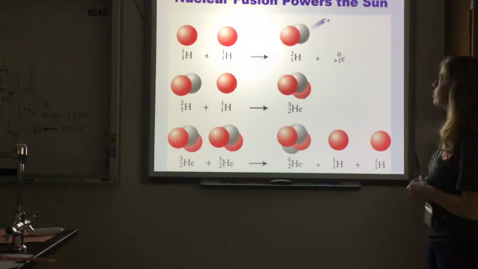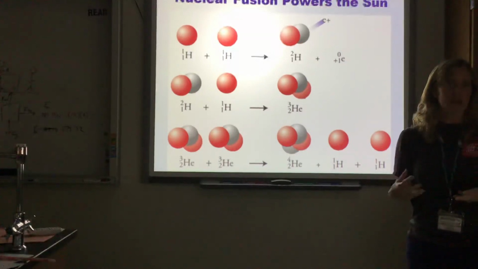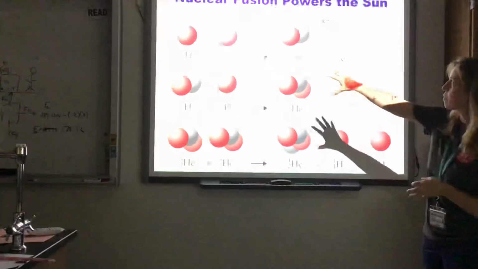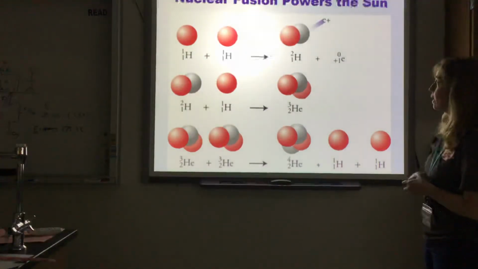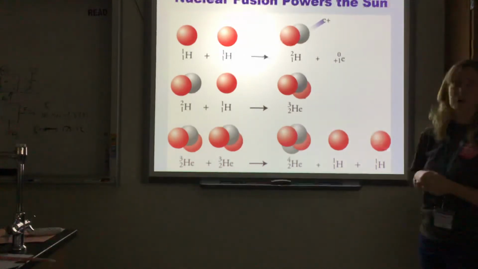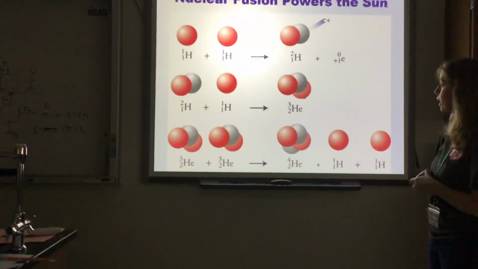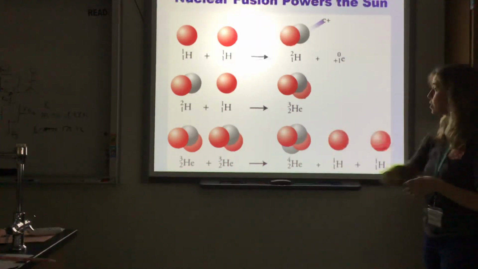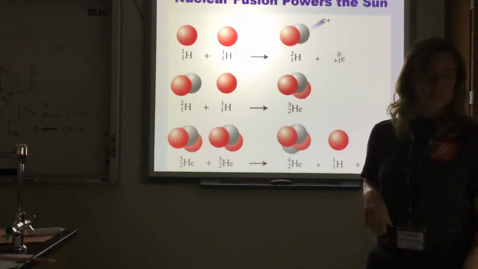So nuclear fusion powers the sun. Wouldn't it be great if we could take this kind of energy and power the sun, right? So here you have hydrogen reacting with hydrogen to form hydrogen 2, which is deuterium, okay? Now you have hydrogen 2 reacting with hydrogen 1 to get helium 3, okay? And then you have helium 3 reacting with helium 3 to produce helium 4, which is an alpha particle, and a byproduct are 2 hydrogen atoms, okay?